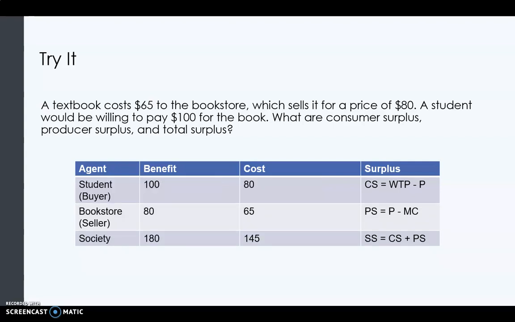So let's fill in some numbers. For the student, the benefit is the $100 they would have been willing to pay. The cost is $80. So that's going to put their surplus at $20. For the bookstore, it's 80 minus 65, which is $15. And for society, again, no matter which way we do it, whether we do 100 plus 80 is 180 minus 80 plus 65 is 145, that gives us 35. Or whether we take the student's consumer surplus of 20 and the bookstore's producer surplus of 15 added together, we get 35 as social surplus.